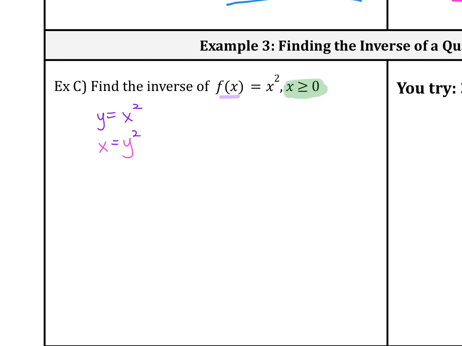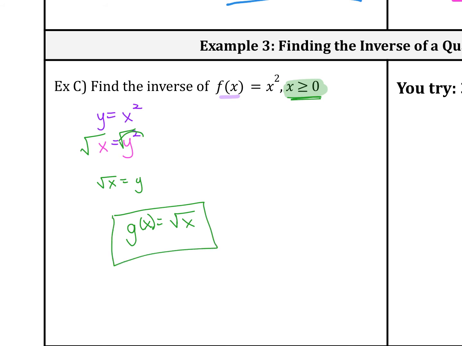Now we're trying to solve for y. So what we're going to do is square root both sides. Now remember, when we square root, we always take the positive and negative. Up here, x is greater than or equal to 0, which is telling us that we only want the positive. So we don't need to write plus or minus. It just says take the positive of it. And so it's the positive square root of x. And that cancels out that y squared here. So we have square root of x equals y, or we can write it as g of x equals the square root of x.